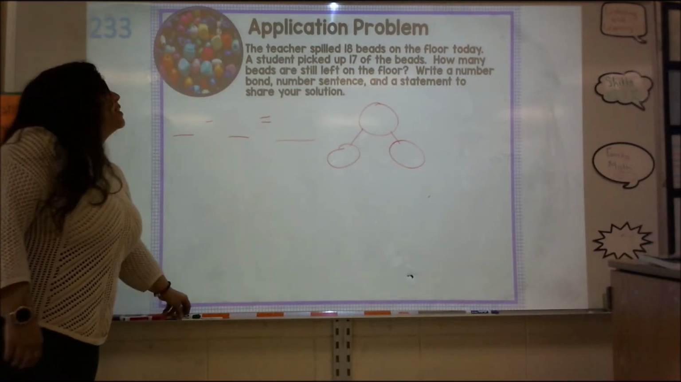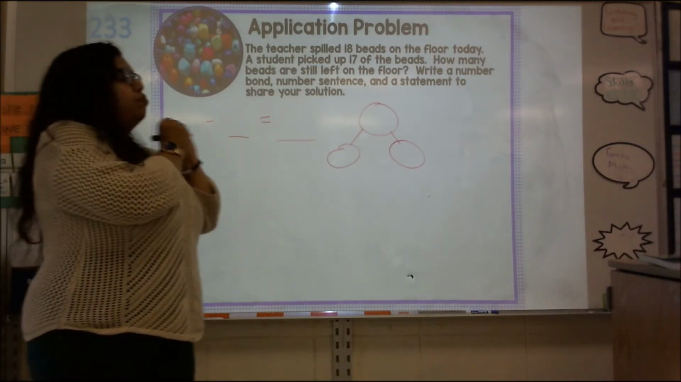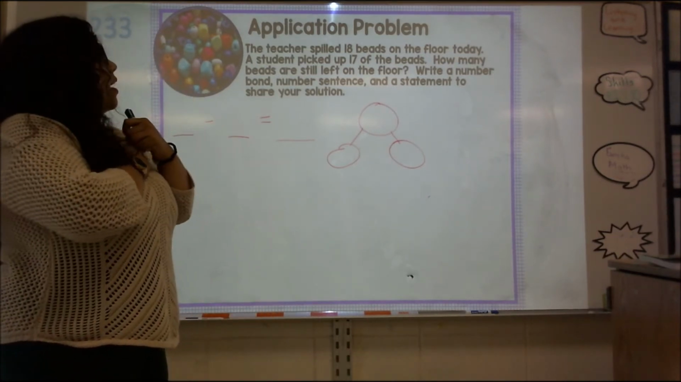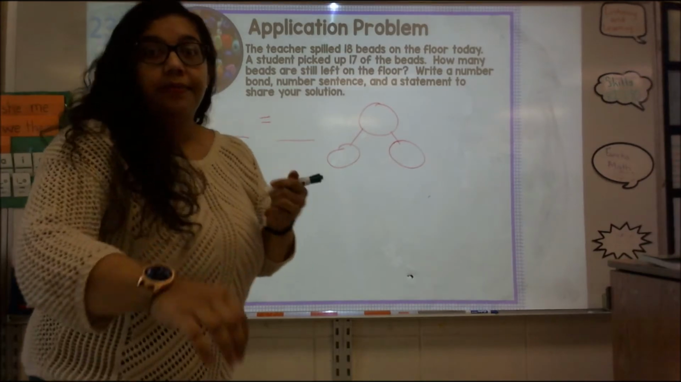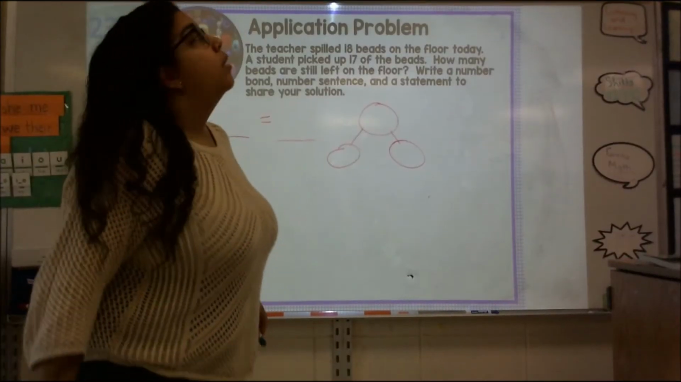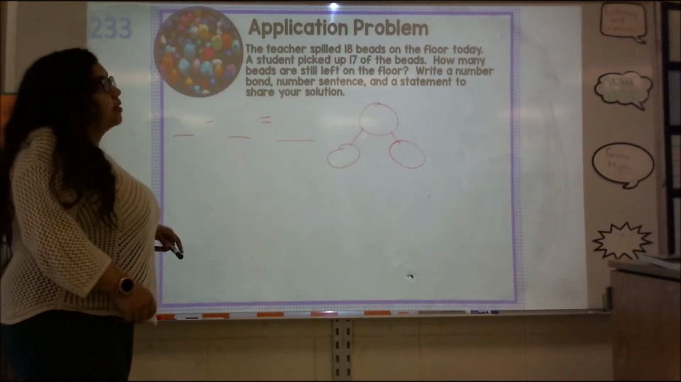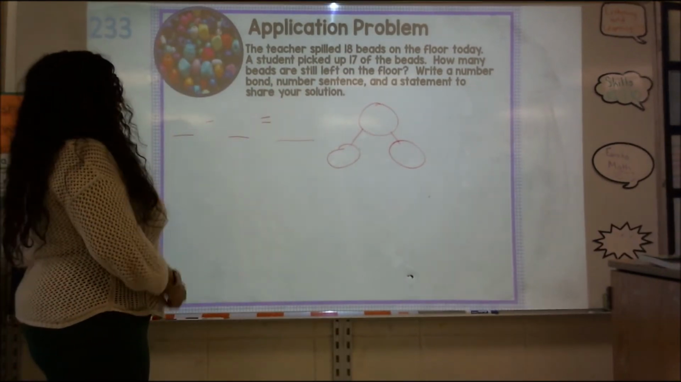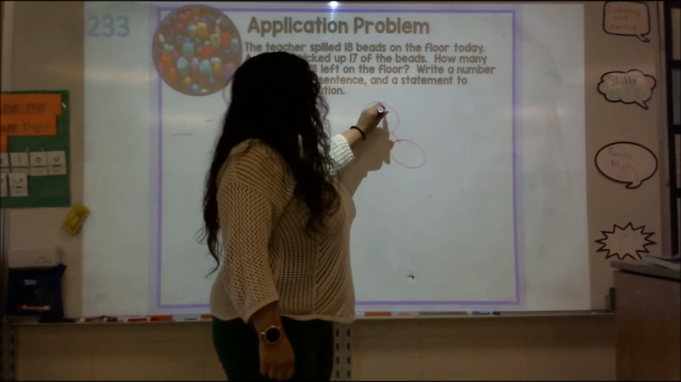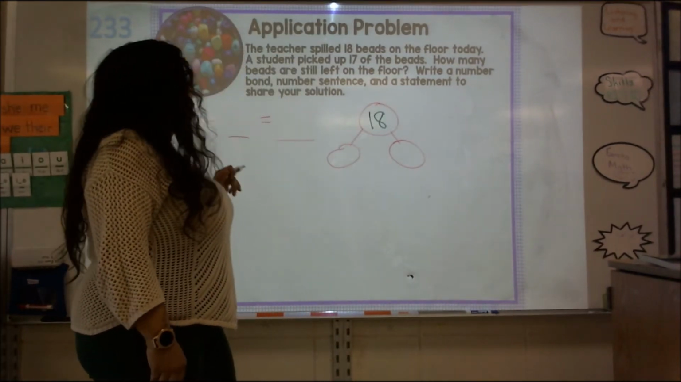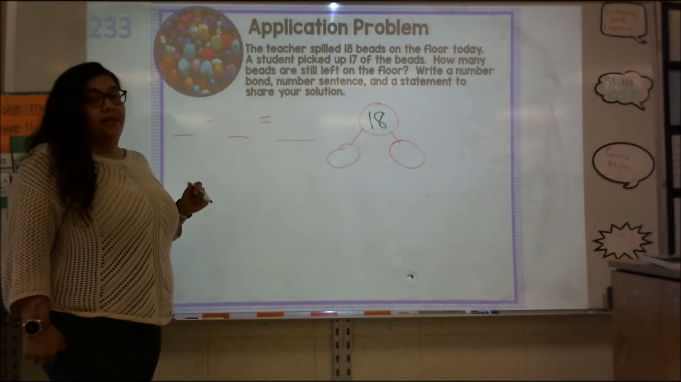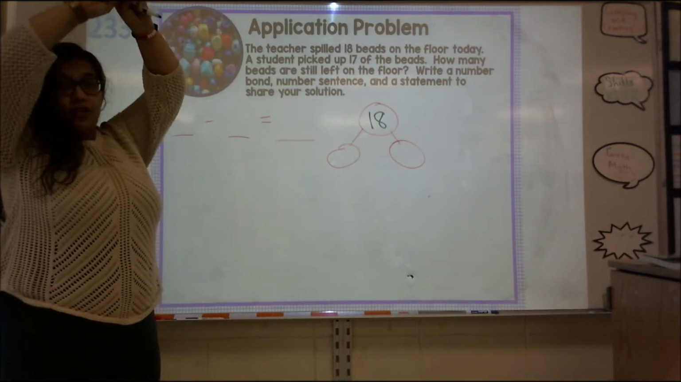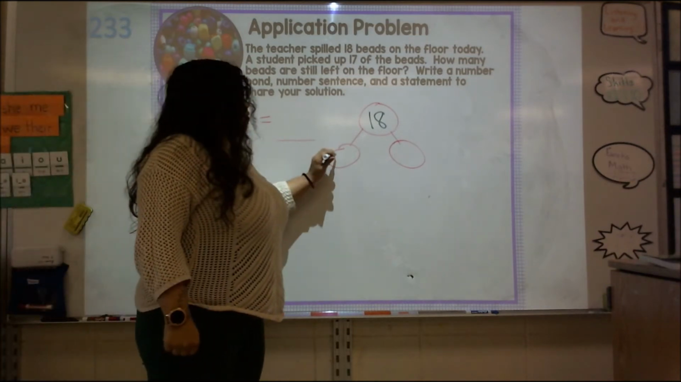All right, so yes, a teacher spilled 18 beads on the floor. And the student picked up 17 of the beads. How many beads are still left on the floor? Well, let's see. We're subtracting, we're starting with the whole. So all the beads we know about are right here on the floor, much less than yesterday. There's 18 beads. And then the student picked up 17 of the beads. So picking them up is removing them from the situation. So that's creating our first part, which will be 17.